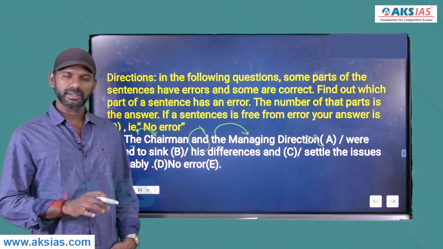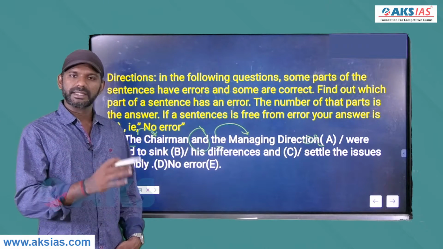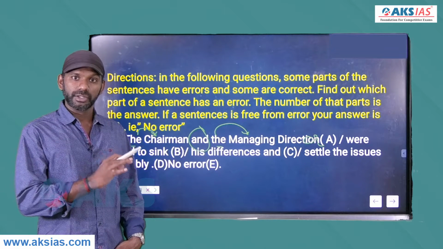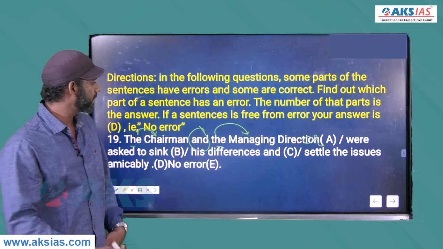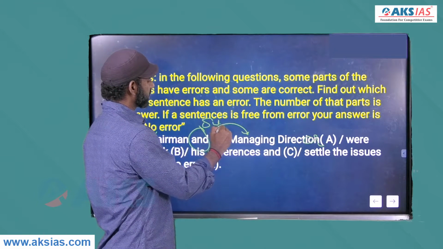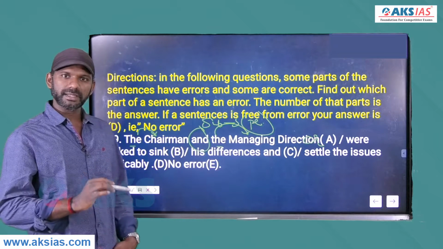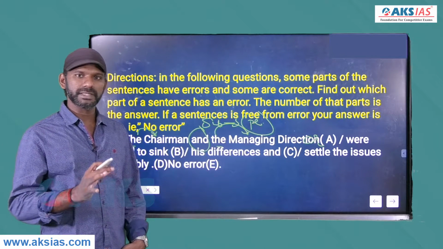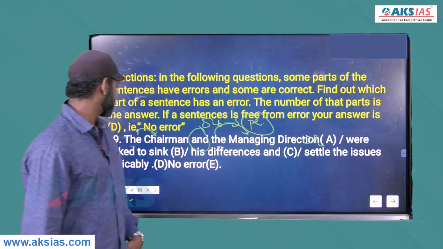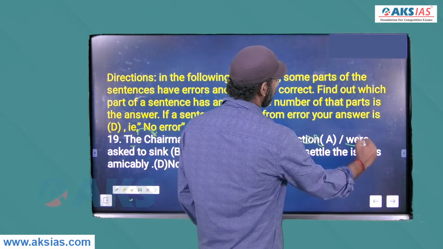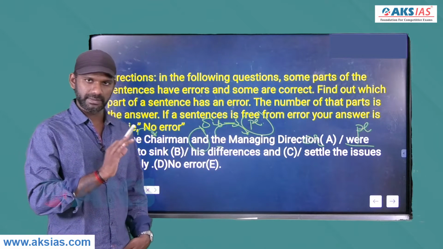So in this sentence, we have two persons. One person is the chairman, the other person is the managing director. Two persons means the subject of the sentence is plural. And if the subject is plural, the verb and the pronoun must also be plural. The chairman and the managing director were asked, were is a plural verb. So till here, there is no error.